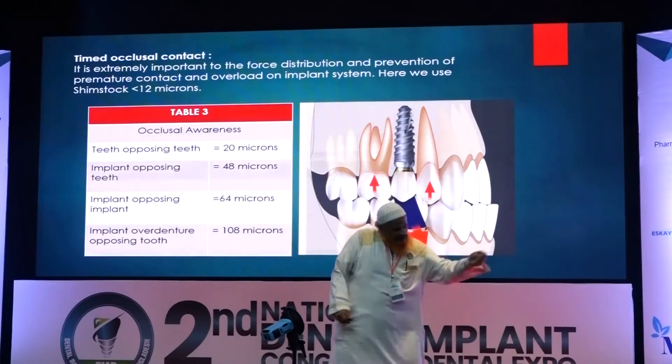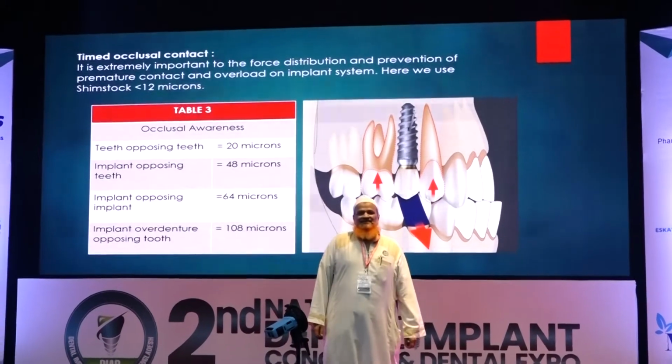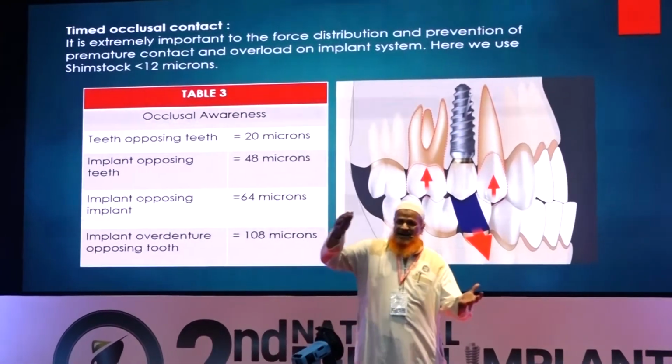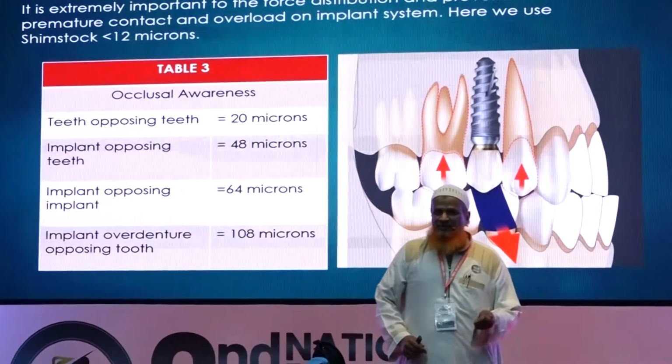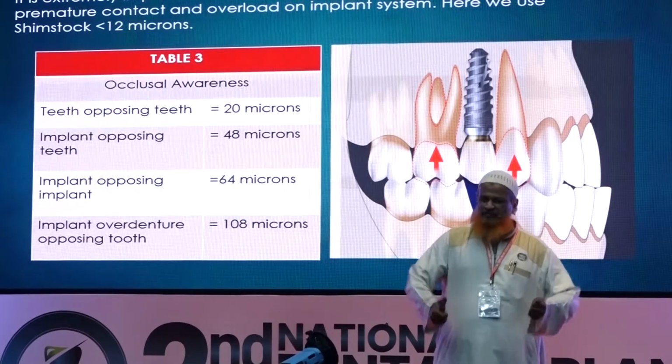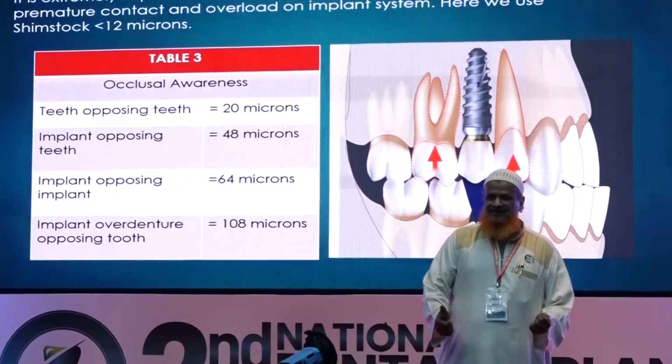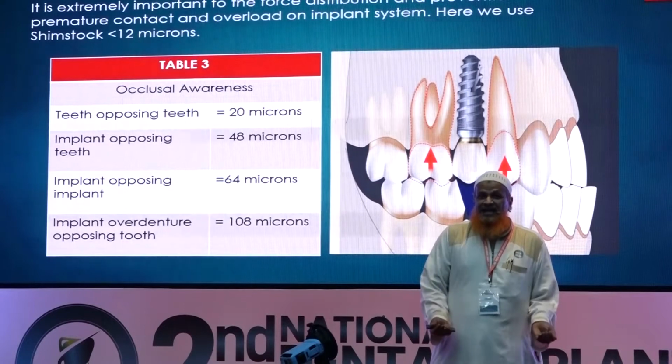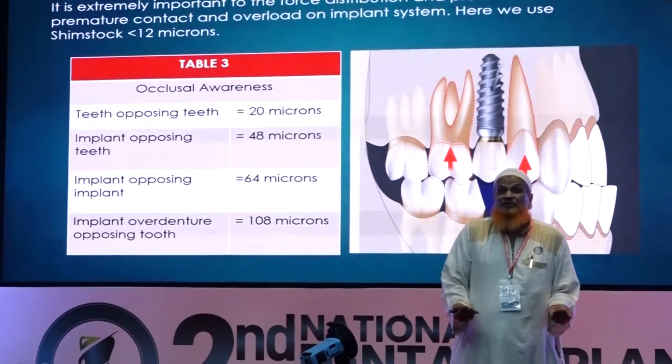But in the secondary, we can see here, and it is the shim stock, which is less than only 12 micron. So by using this, with the light contact, it will come easily out. But whenever there is heavy contact, it will not come out because the adjacent teeth are sinking, apical movement happening, and the implant is coming in contact with the opposite teeth.